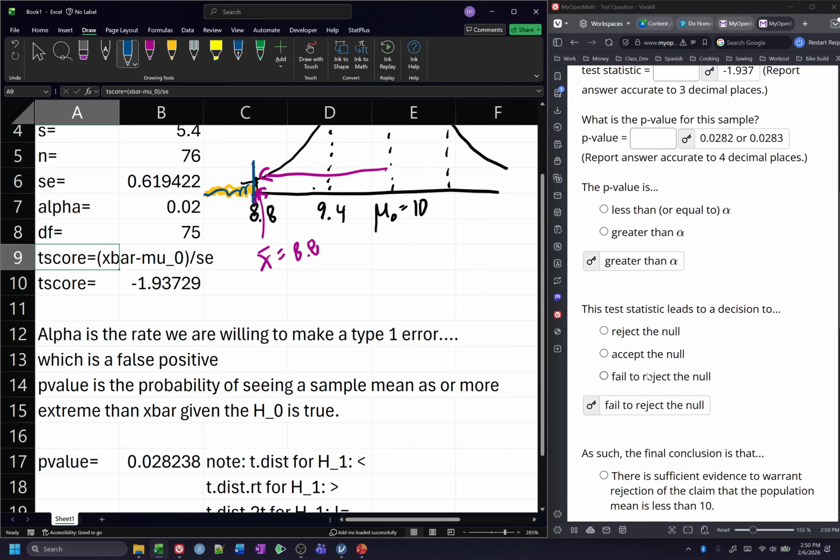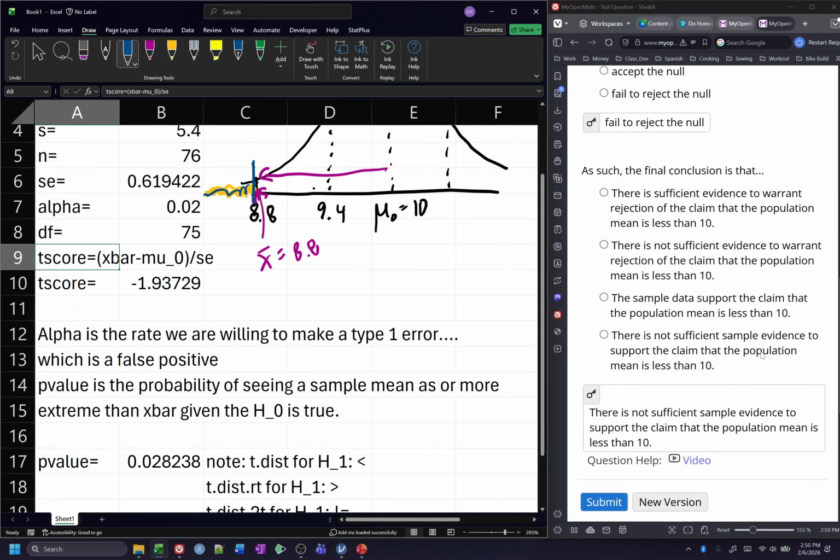So here we are going to fail to reject the null hypothesis because we didn't quite cross that threshold. We didn't quite hit that 2% level. And so the final conclusion is that there is not sufficient sample evidence to support the claim that the population mean is less than 10. We got close to getting there, but not quite.